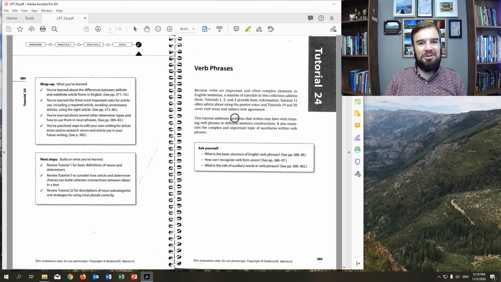Now, this tutorial addresses problems that writers may have with forming verb phrases in different sentence constructions. So, like always, context, context, context, right? We've looked at all these different ways to form different verb constructions. So when do we use each of these different constructions? Of course, context is the answer, and that's what this tutorial is about. So we'll also examine the complex and important topic of auxiliaries within verbs. So that's auxiliaries and modals as well.